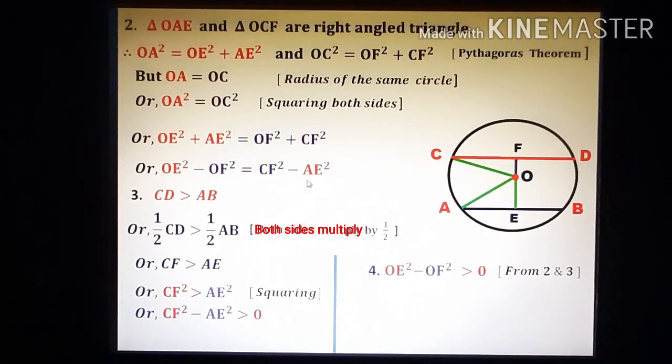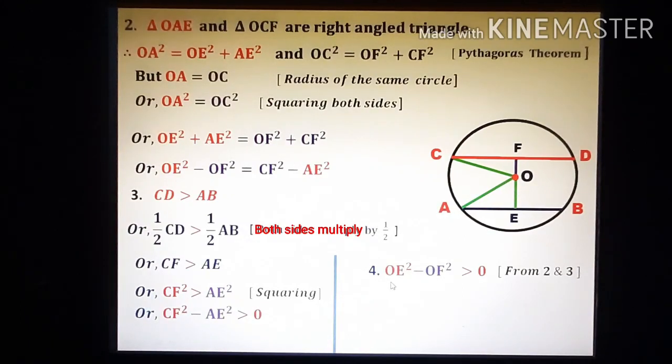If this portion is greater than 0, then that portion will also be greater than 0. Therefore, in number 4, what I have written is OE square minus OF square is greater than 0. And these things I have taken from 2 and 3: the last line of 2 and the last line of 3.